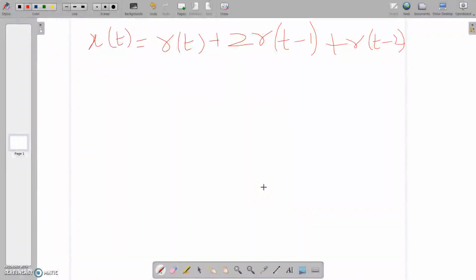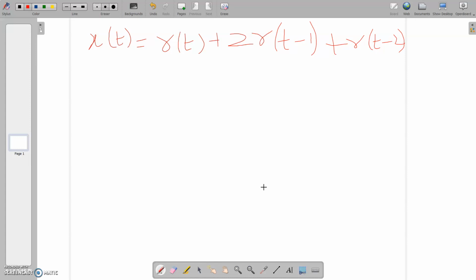Today we are going to discuss the addition of ramp signals. So we have three signals: R of t, then 2 into R of t minus 1, and then R of t minus 2. All these three signals. First of all, what is R of t? R of t is nothing but the ramp signal.